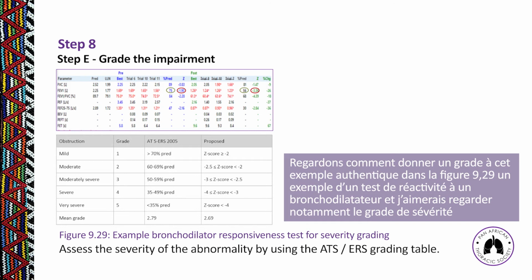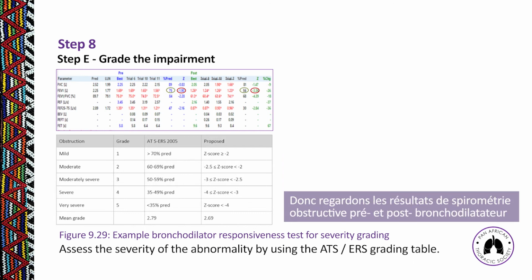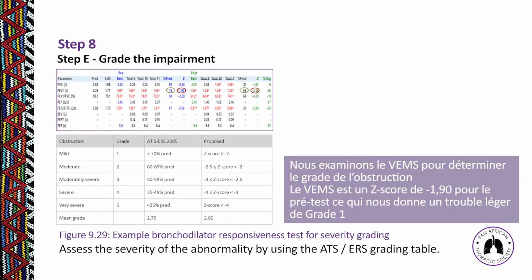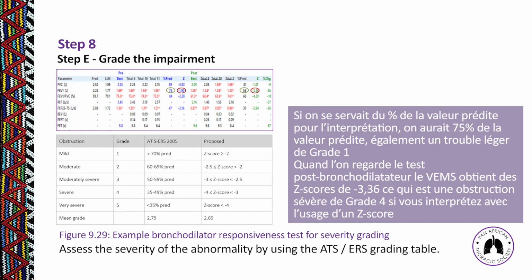Let's look at how to grade the impairment of this real-life example in figure 9.29, which is an example bronchodilator responsiveness test, and I want to look specifically at the severity grading. So we see an obstructive spirometry on both the pre- and post-bronchodilator test results. We look at the FEV1 to grade the severity of the obstruction. The FEV1 is a z-score of minus 1.90 on the pre-test, and this gives us a grade 1 mild obstructive impairment. If we were using the percentage of predicted for interpretation, we would use 75% of predicted, and this is also a grade 1 mild obstructive impairment.